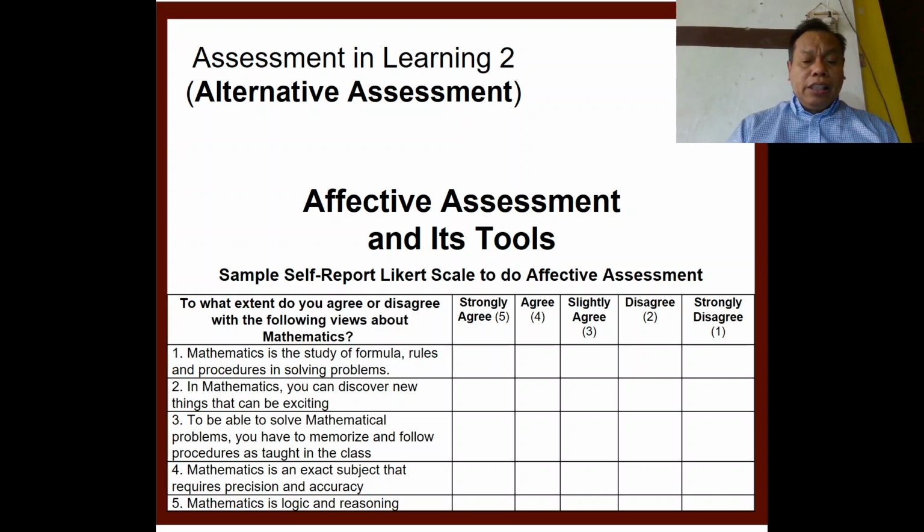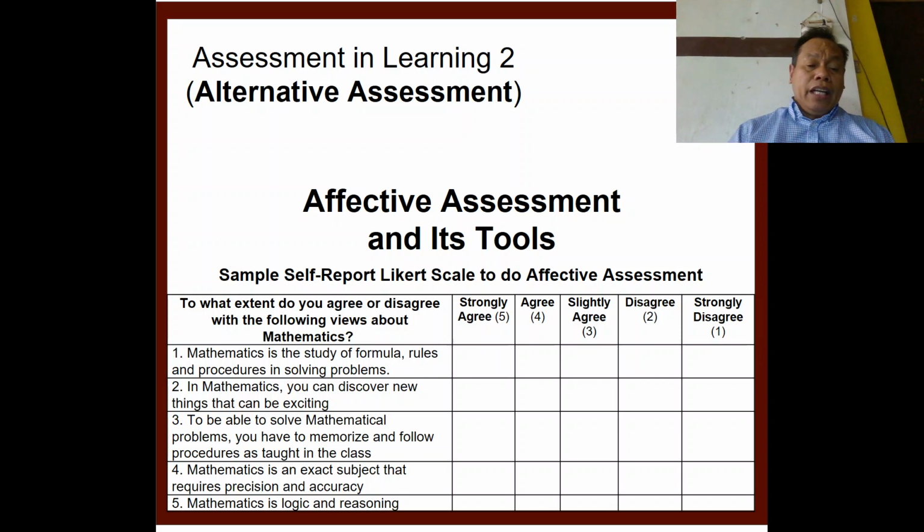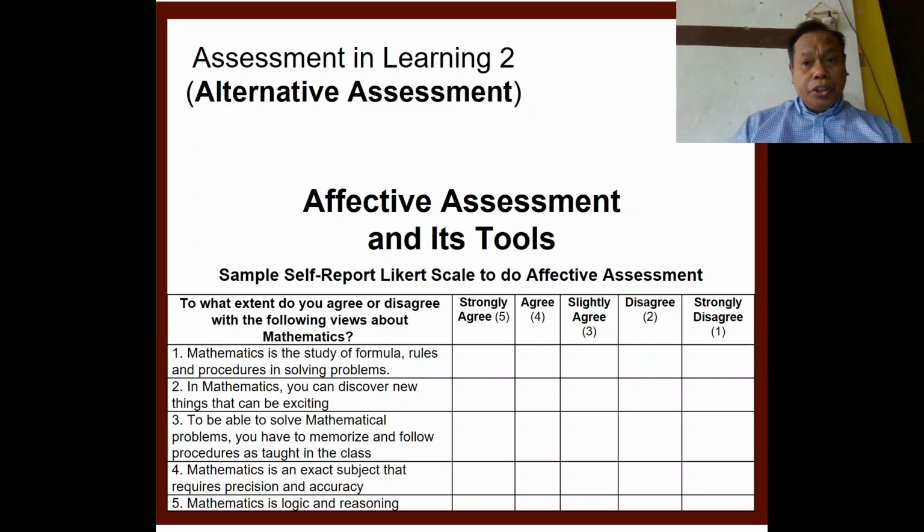This is a sample Likert scale, no? For example, you want to investigate to what extent your students agree or disagree with the following views about mathematics. And for example, mathematics is the study of formula, rules, and procedures in solving problems. And students will be asked to just tick or check only one option. Maybe they would check strongly agree, which has the score of 5.